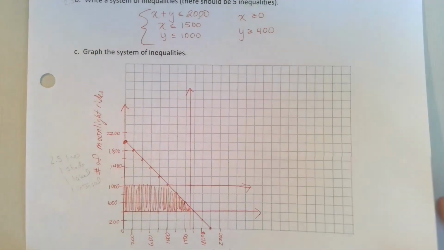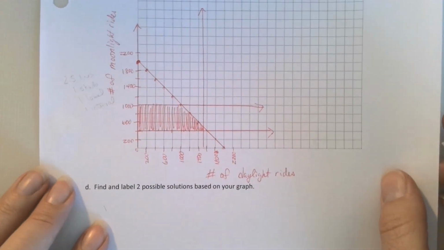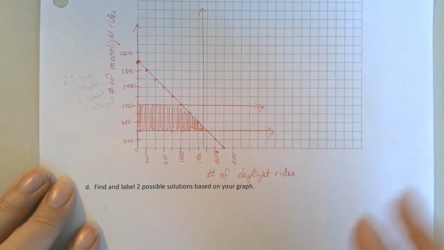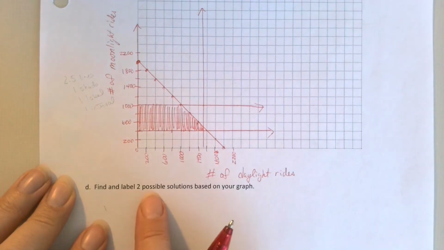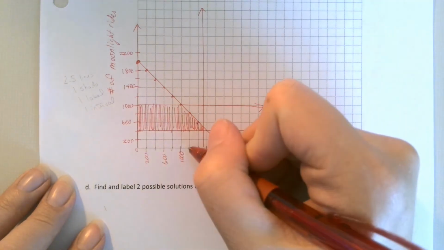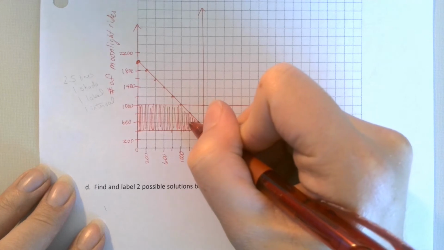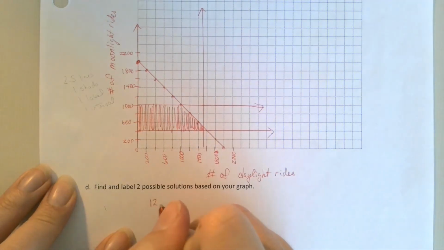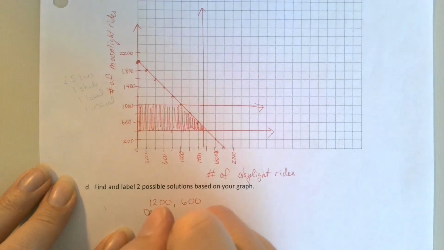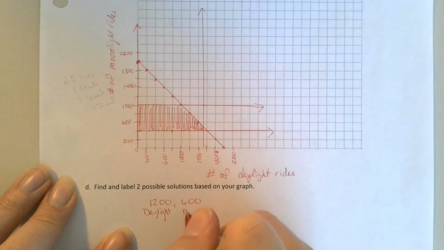All right, now the last part is points. So you're going to be doing one like this for accuracy, one like this on a test. And so it says find and label 2 possible solutions based on your graph. So I don't need to know that it's this many tickets or more because we are cut off, but I'm going to pick something in my graph like 1,200, 600. But I'm not just going to write it as an ordered pair. I'm going to write 1,200 daylight tickets and 600 moonlight tickets.